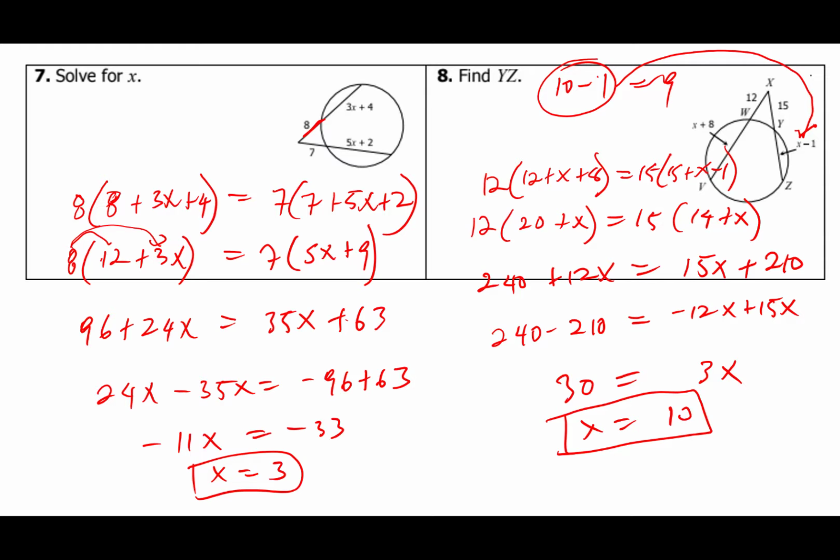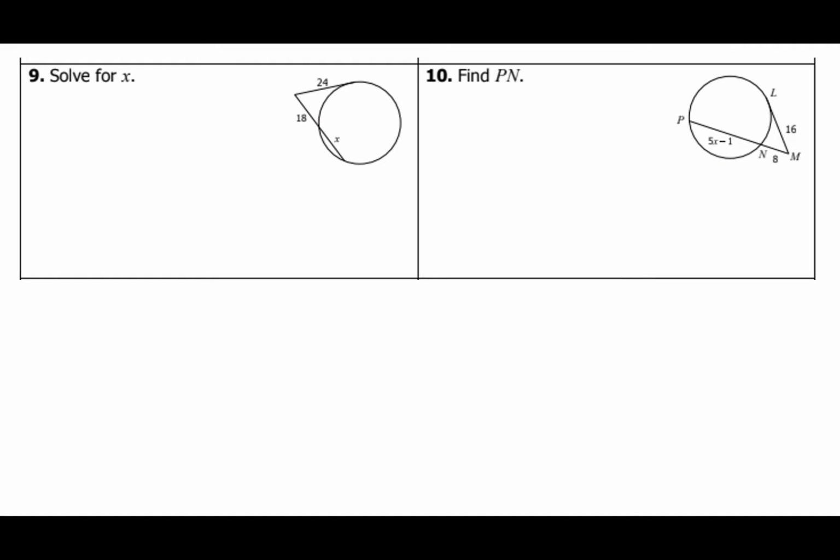All right, so going through this, we have done a lot. Let's keep it going. We're almost at the end. This is going to be the final two problems now for us to do. Now, again, we notice that this is a tangent and it's outside. So this is going to be 24 squared equal to the outer times the sum of the outer and the inner. That's 18 times (18 plus x). Same thing over here. Let's just write it. It's going to be 16 squared equal to the outer times the sum of the outer and the inner. So 8 times (8 plus 5x minus 1).